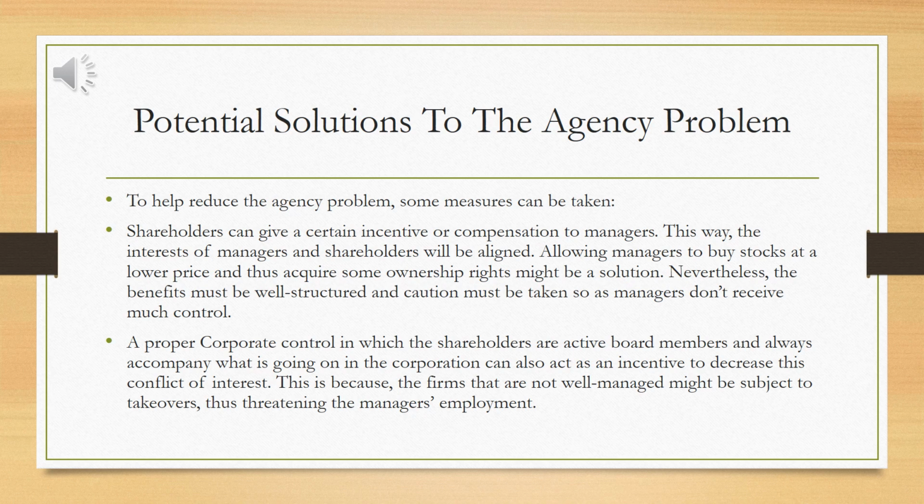To help reduce the agency problem, some measures can be taken. First of all, shareholders can give a certain incentive or compensation to managers. This way, the interests of managers and shareholders will be aligned. Allowing managers to buy stocks at a lower price and thus acquire some ownership rights might also be a solution. Nevertheless, the benefits must be well structured and caution must be taken so that managers don't receive too much control.